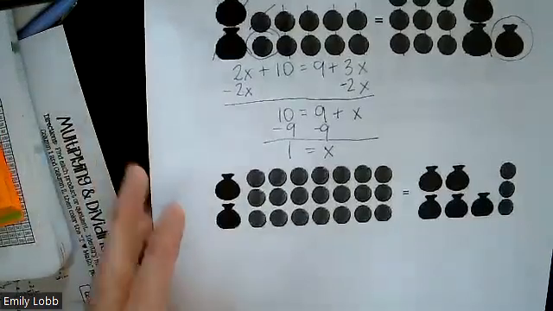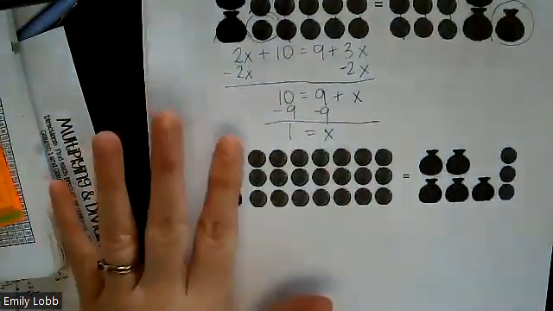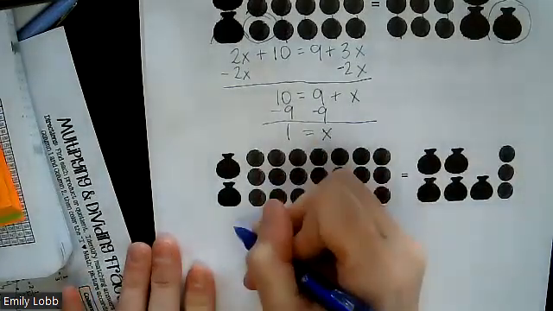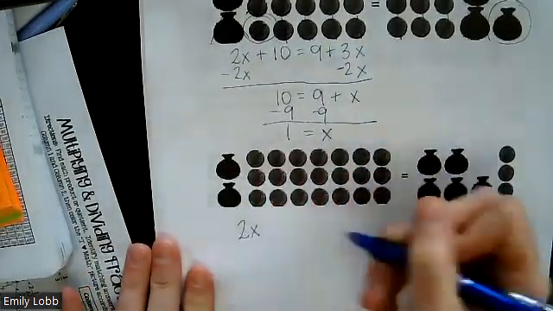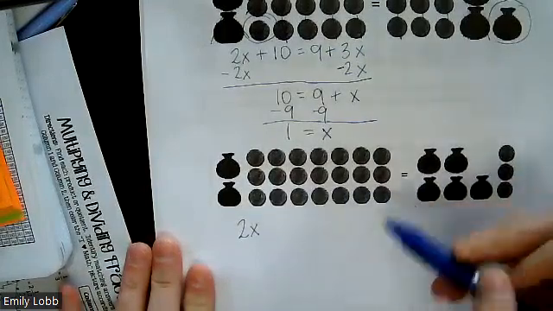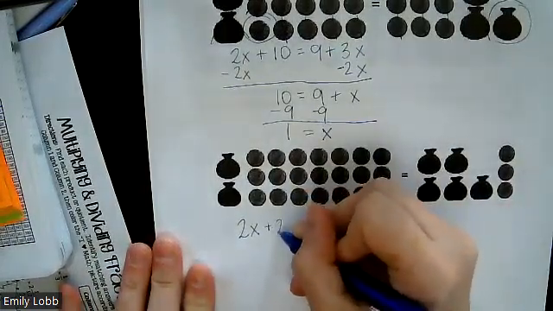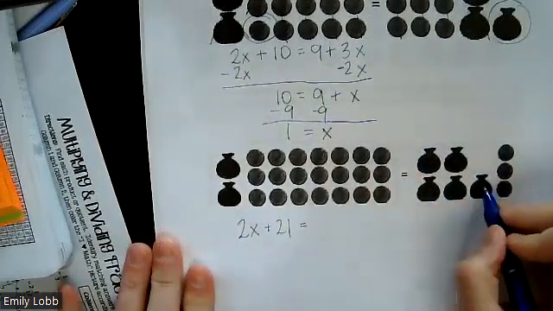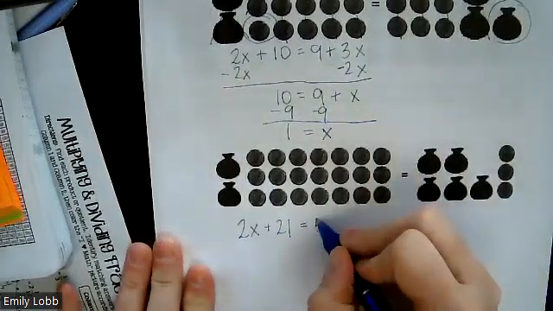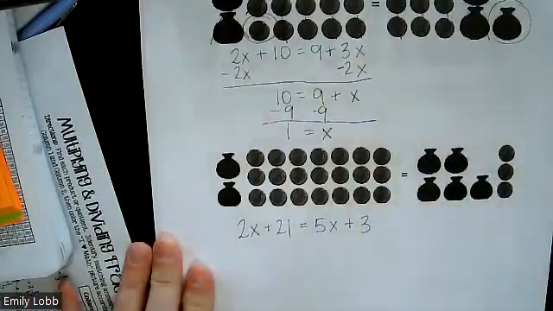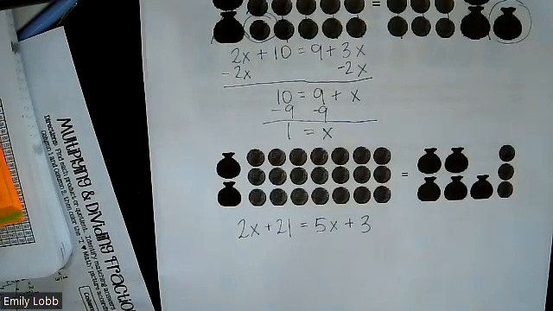All right, try that. We'll write it together. So we have 2 pouches, so 2x, 3, 6, 9, 12, 15, 18, 21. Our equal sign, we have 1, 2, 3, 4, 5. Plus 3, 5x plus 3. All right, try this.